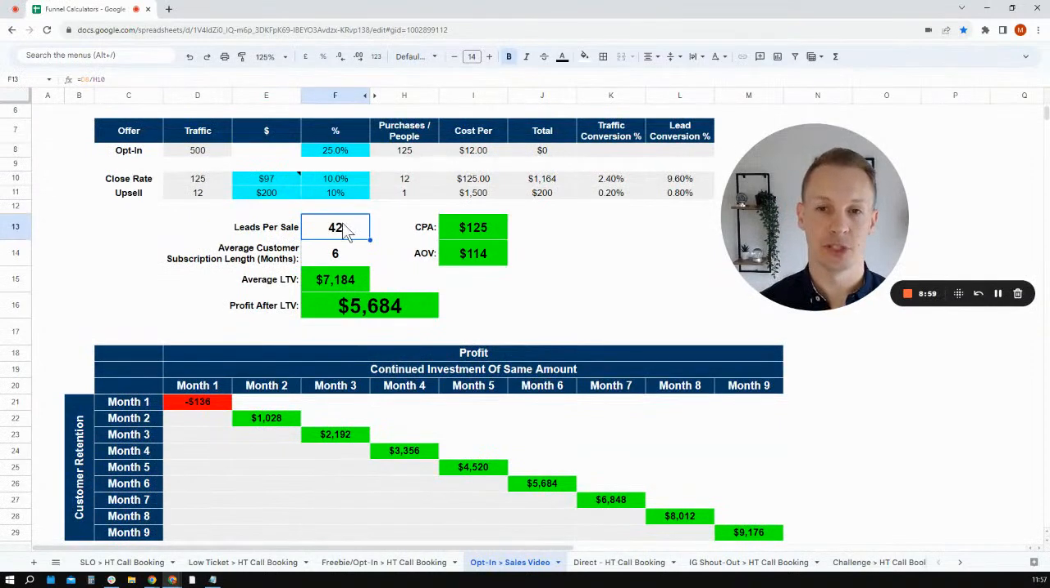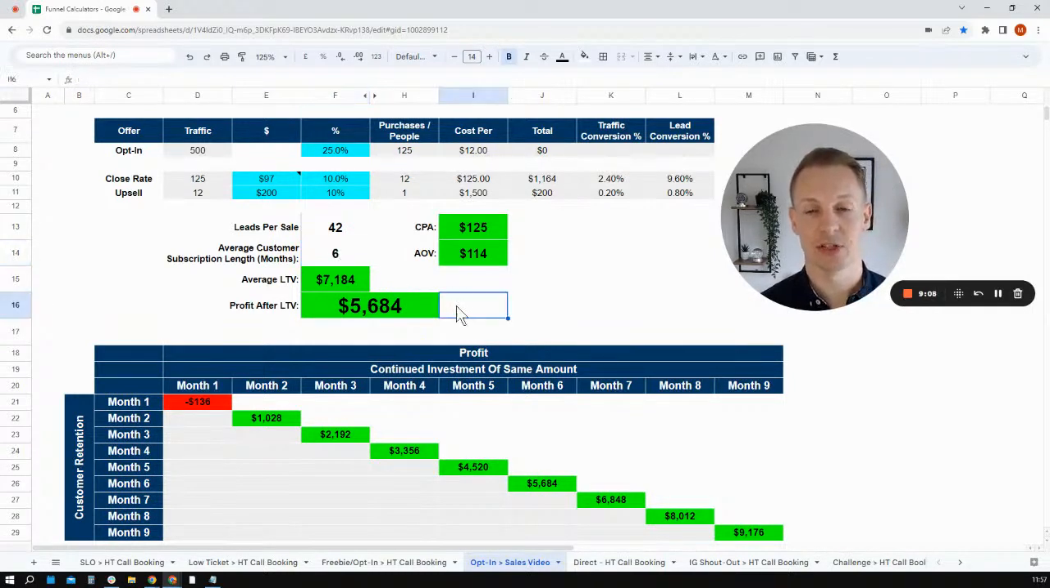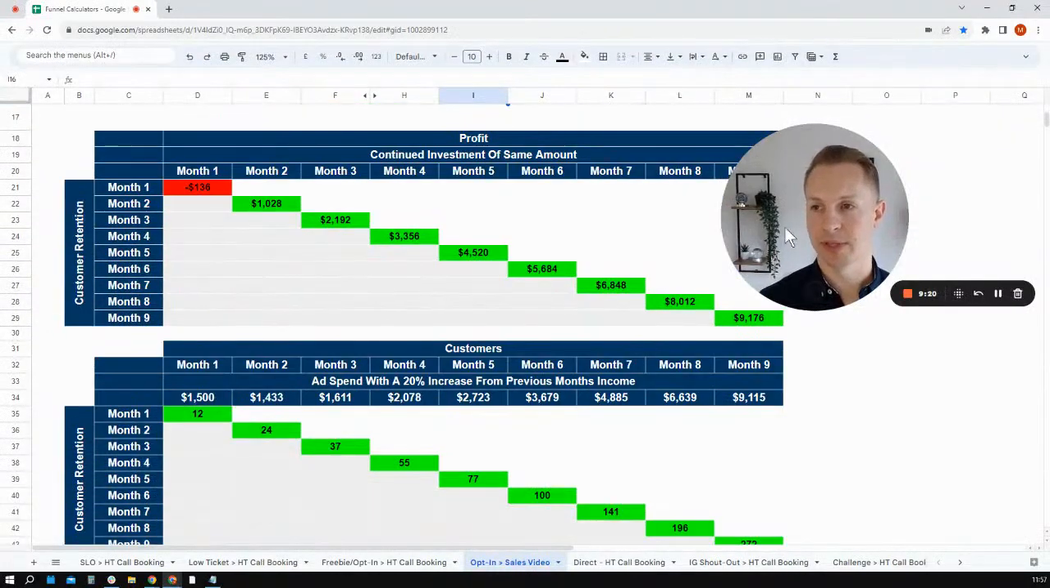So what I've done down here, for this part, is this: I know that I need 42 leads per sale on average. I'm guessing that our average customer subscription length is going to be about 6 months. So that means the lifetime value of every client is about 6 months, give or take. Again, because this is such a new offer, that is hypothetical at the moment. It's not proven. That's the whole point with this.